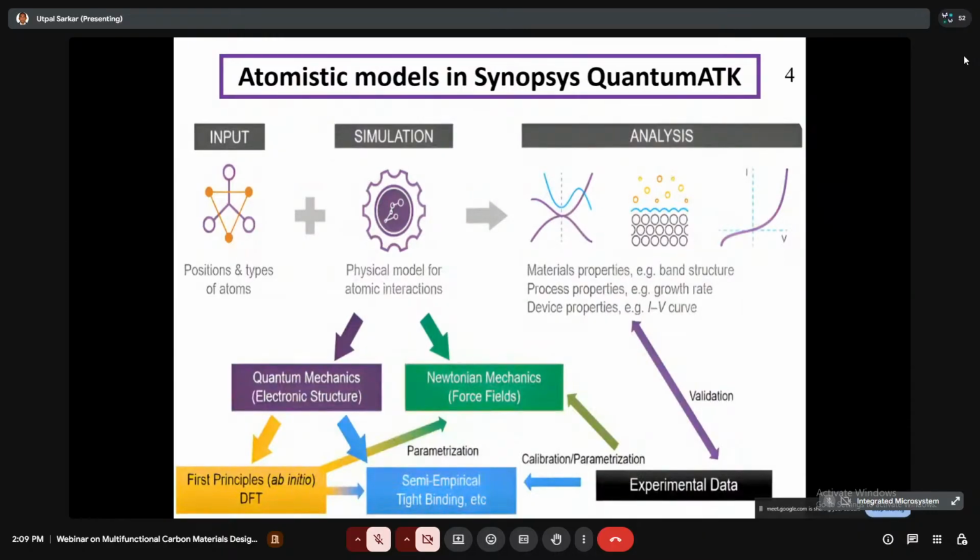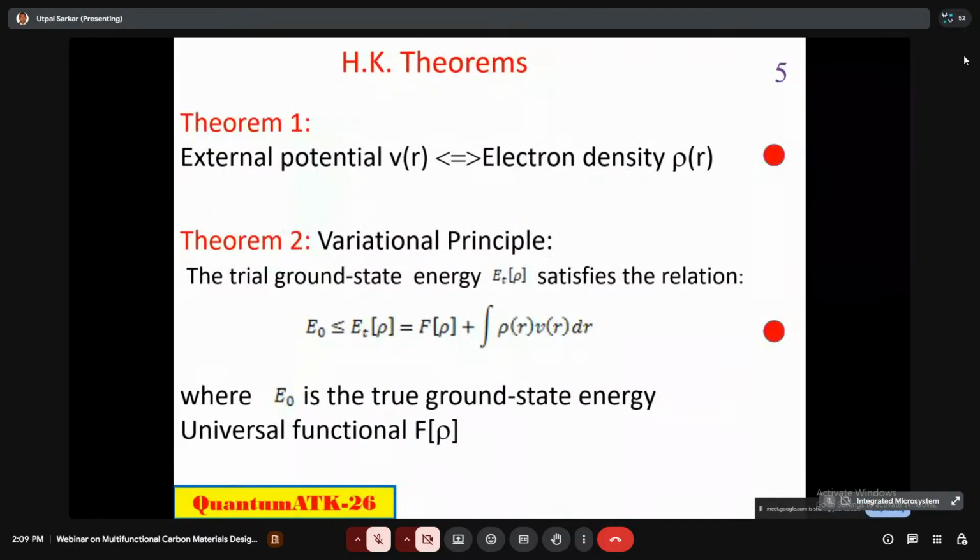Machine learning techniques, these particular features are also available in QuantumATK nowadays. Now, anyway, what we have presented today is the work from the density functional theory. So density functional theory has two main theorems. You can consider it as a pillar of the density functional theory.